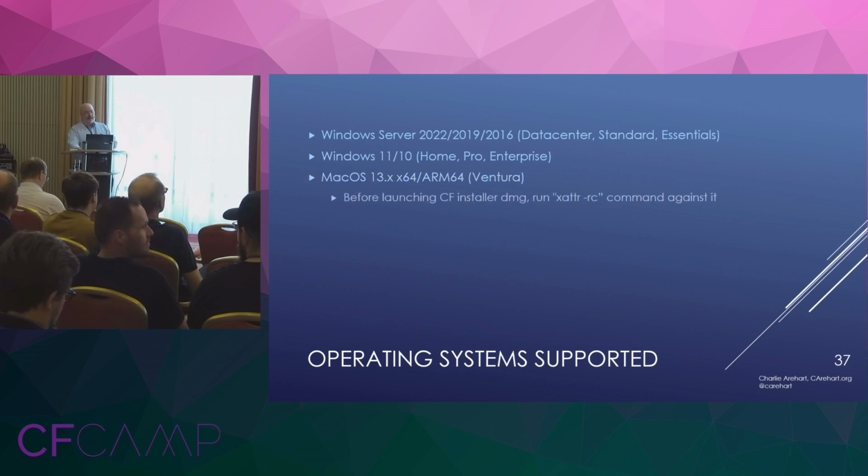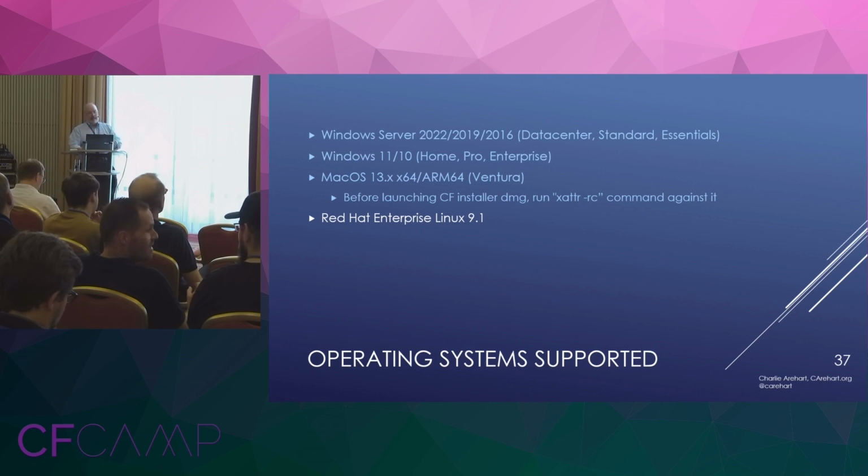Now, I will throw out, they have in the release notes a notification that if you run the installer DMG, you should run this xattr -rc against it before. Some people would know that from other things they've installed. Adobe's pointing out you need that for the CF installer. If you use the zip install, you don't need to use an installer. You just extract the zip.